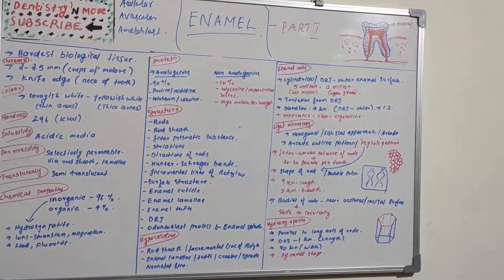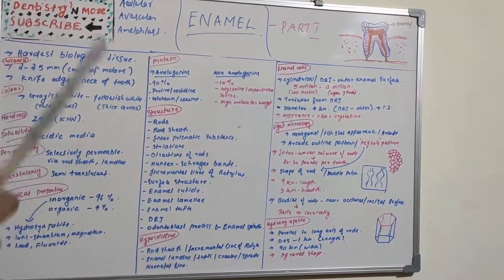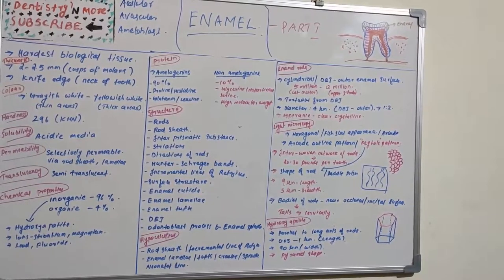Today's topic is enamel. So enamel, as you all know, it is the hardest biological tissue. So this session is about the beginning part of enamel. We'll be covering the enamel under a few sessions. So let's see the details of enamel and its structures.